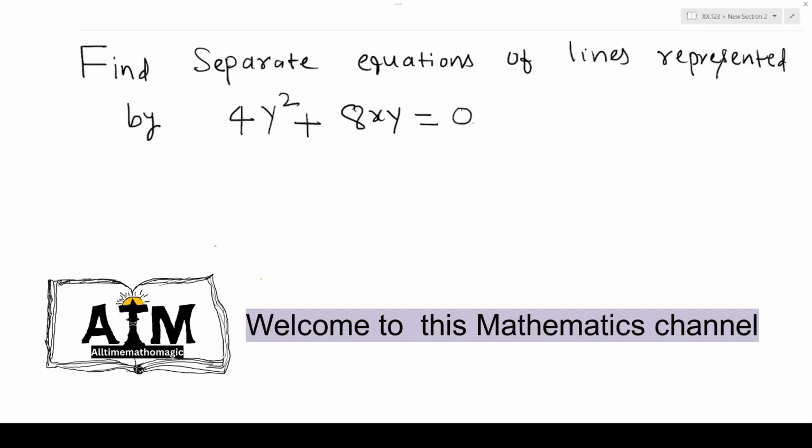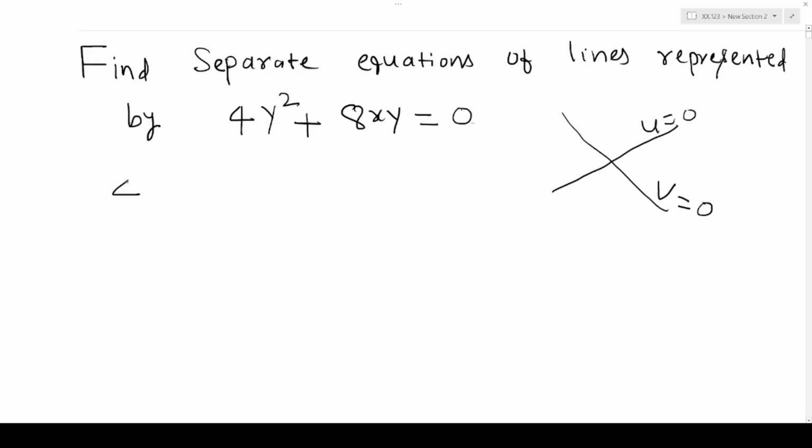Whenever the equation of a pair of lines is given, we need to separate both the equations. We know that this is the first line, this is the second line. The equation of the first line is u equals 0 and the equation of the second line is v equals 0, where u is a linear equation in terms of x and y, and v is also the equation of a straight line in terms of x and y. So here is the given equation: 4y square plus 8xy equals 0.